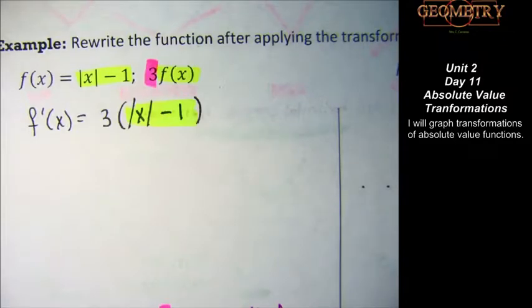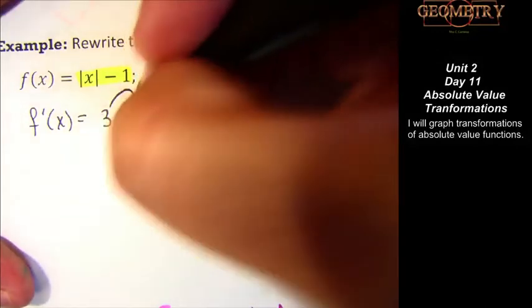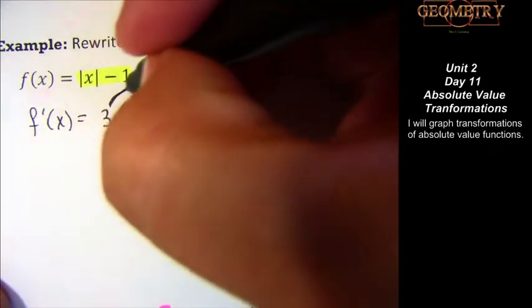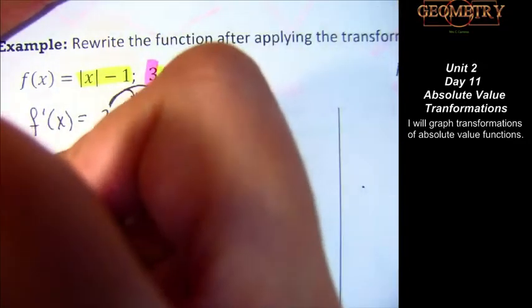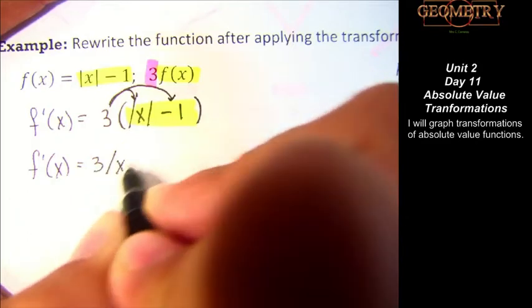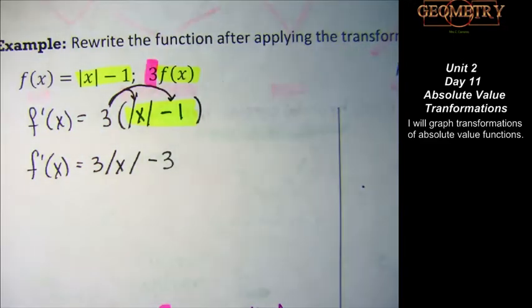This is a case where I'm going to distribute, because that -1 is not inside the absolute value. It's hanging out outside, which means I can affect it by that 3. This 3 is going to multiply to the absolute value, not inside of it, but to it. And then it's going to multiply to this -1. So it looks something like this when I'm done with it. Ask me your question.